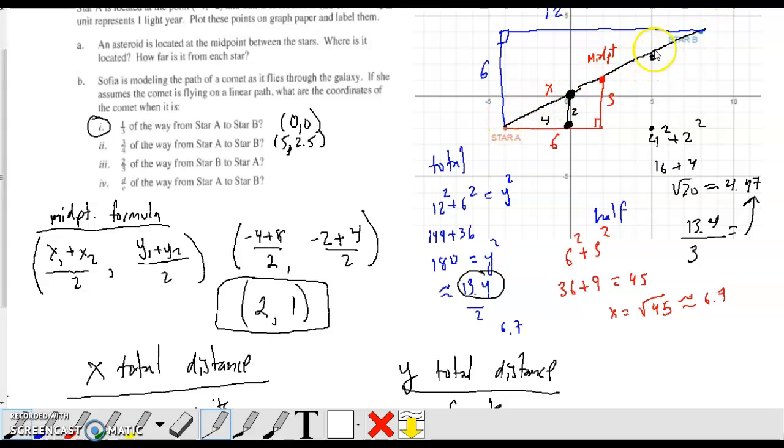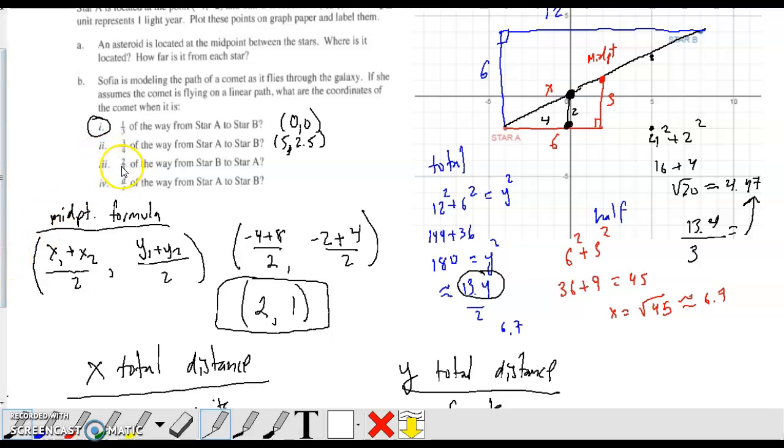And notice, if this is 3/4 of the way, that means that this is 1/4 of the way, because the whole distance would have to be 4 out of 4. Right? So if I found this distance right here using Pythagorean theorem, and then I divided my entire distance by 4, this length right here would be the same distance as whatever 13.4 is divided by 4. Okay, so let's try part 3.